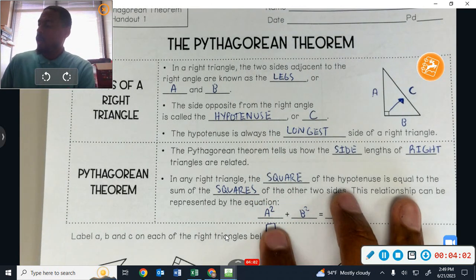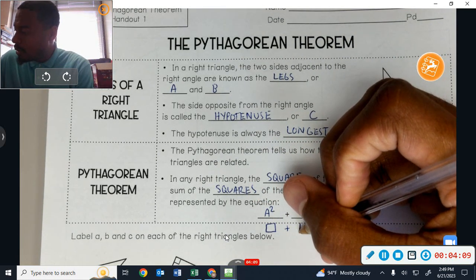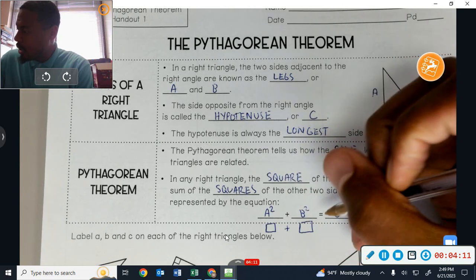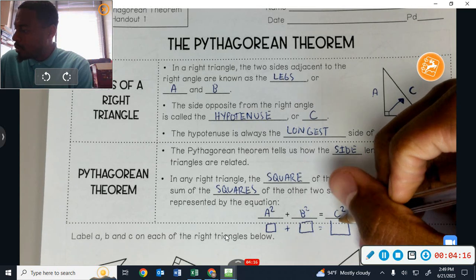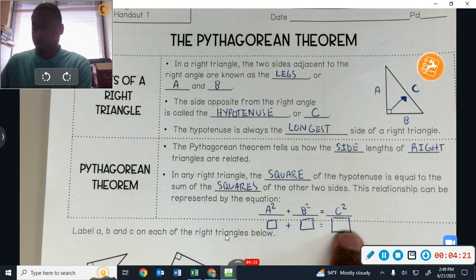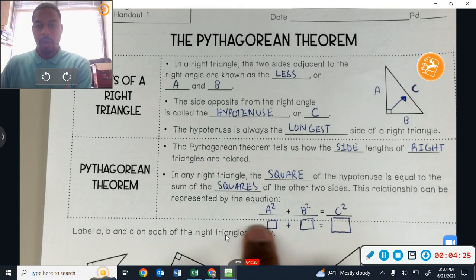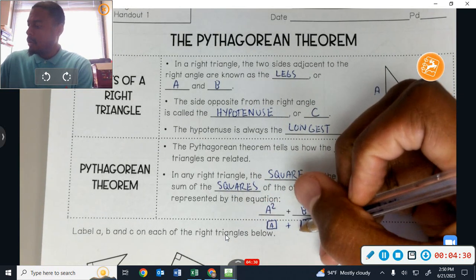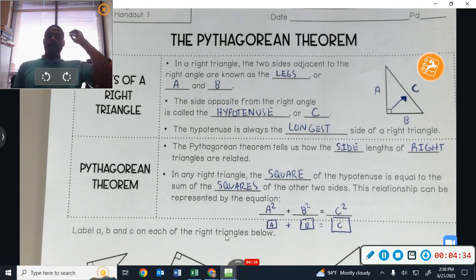So the area of a square plus the area of a little bit bigger square is going to equal the area of the biggest square. These two are going to equal this square. These two small ones are going to equal the big one. Small, medium, big. So this area is going to equal this big area here.